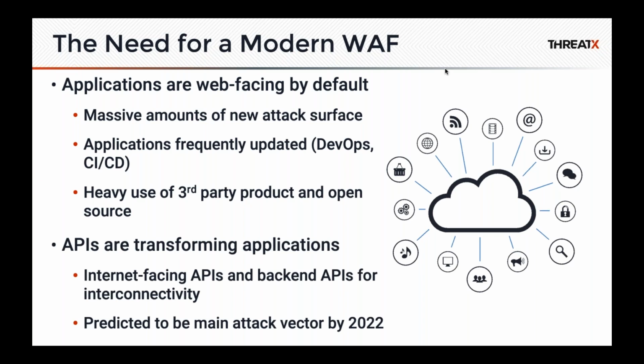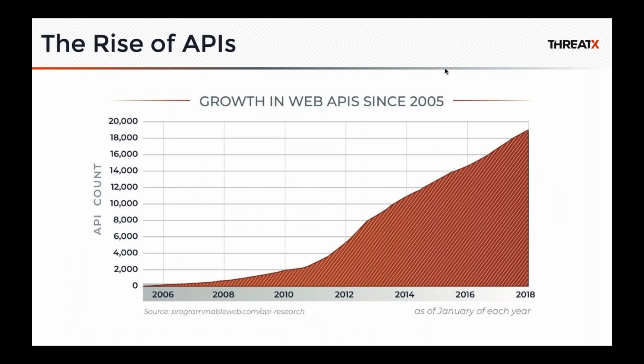And APIs are also adding to that larger attack surface. They're growing fast with the move to cloud native and microservices-based applications. APIs are predicted to be the main attack vector that needs to be protected by your organizations by 2022. I'd like to give you an idea of just how much growth there's been in this area. This data is from a site called Programmable Web, a technical site focused on the API economy and the programmable web. I suggest you check it out.